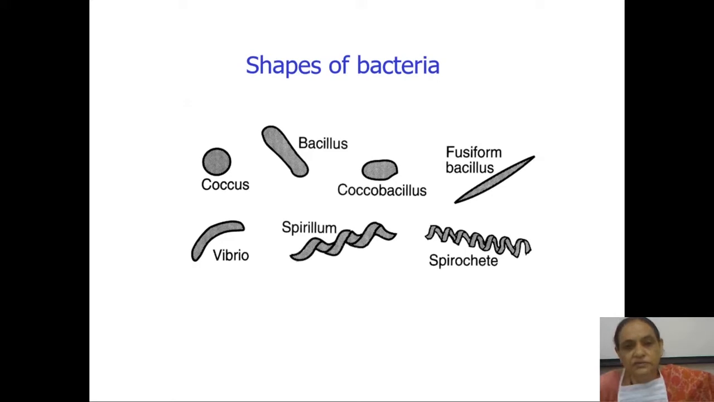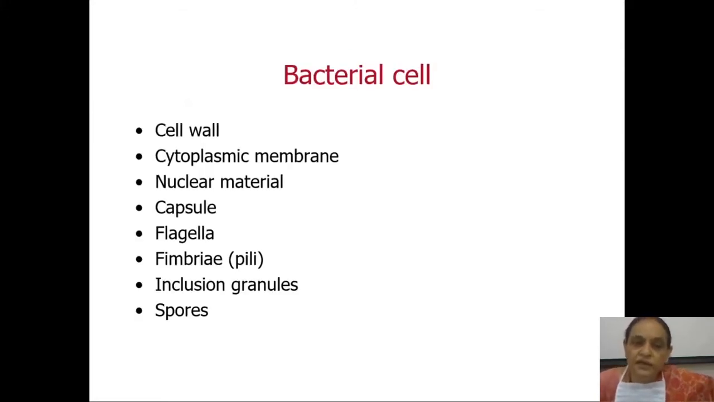So this is just a picture of various shapes, because we have to talk of morphology. There are cocci, there are bacilli, the cocobacilli, fusiform bacteria, curved vibrio, spiral, spirillum, spirochetes. These are some of the shapes that we see. A bacterial cell has various components, as any living cell does: cell wall, cytoplasmic membrane, a nuclear material. It has a capsule, flagella, fimbriae, inclusion granules and spores. So we'll come to this one by one very briefly, understanding its relevance.